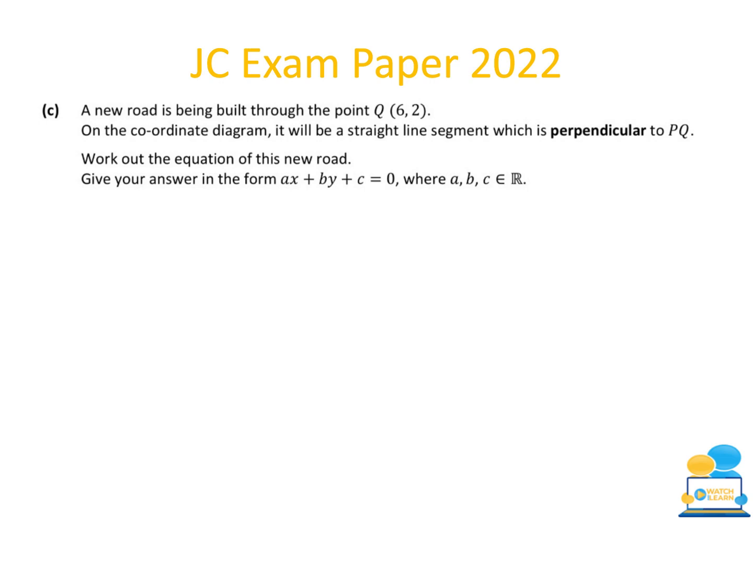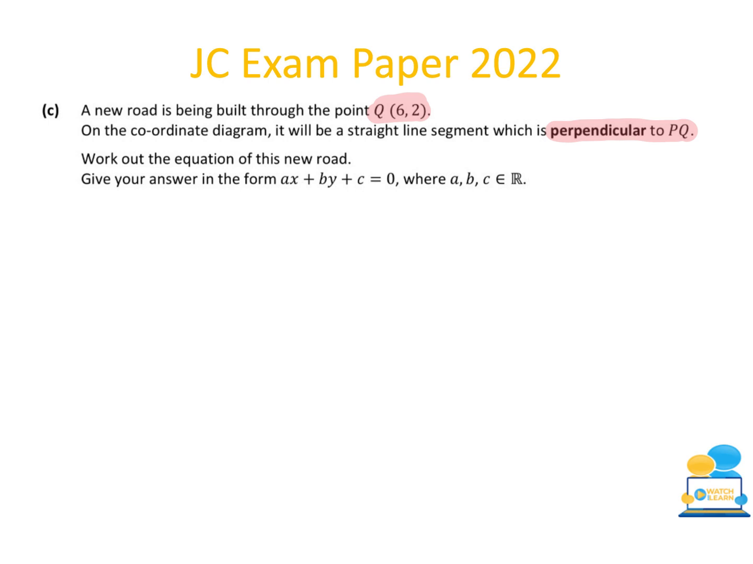Okay, the last part of this question says a new road is being built through the point Q, 6, 2. On the coordinate diagram, it will be a straight line segment which is perpendicular to PQ. Work out the equation of this new road and give your answer in the form ax plus by plus c equals 0, where a, b and c are real numbers. So they've given you a few important points here. They've given us the point that's on the line. That will be important when we go to use our formula. So we need Q, which is 6, 2. And the second piece of information they said is this line will be perpendicular to the line PQ.